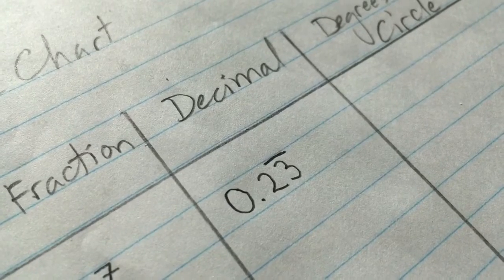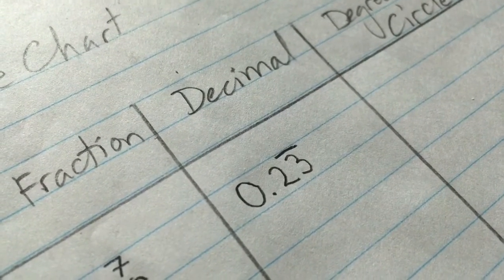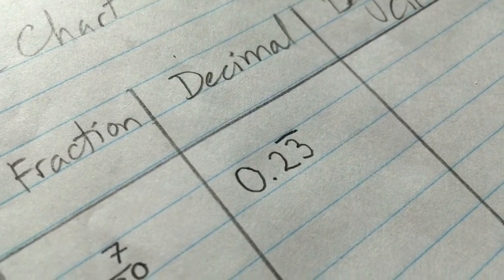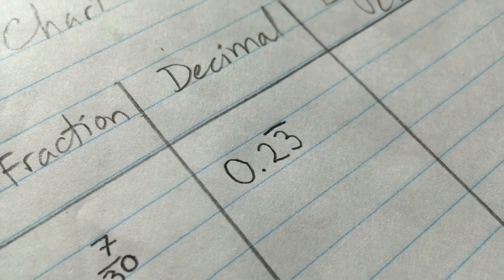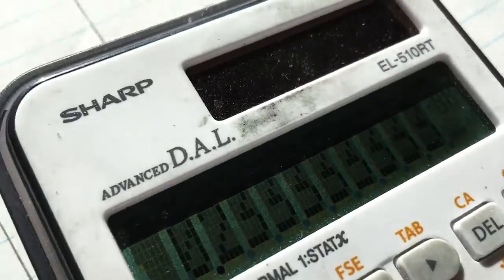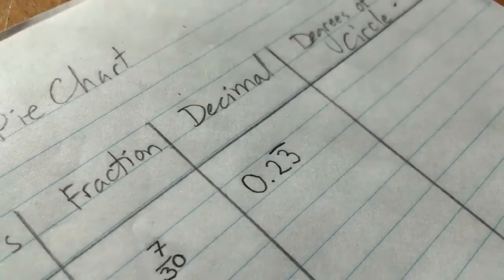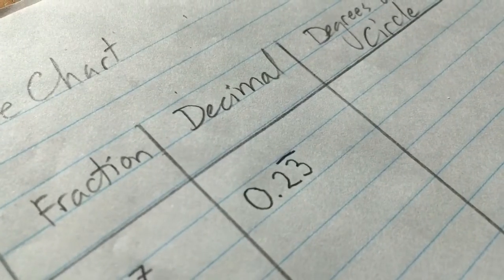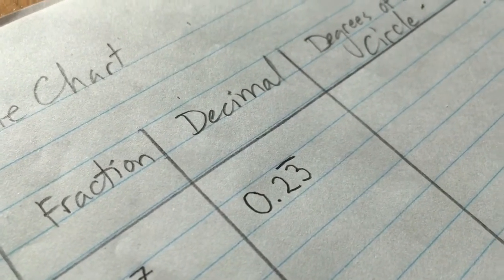So if you write a little line over top of a number, that means only that one number is repeating. If you put a line over the 2 and the 3, that means it's 0.23232323. But in this case, the calculator says 0.2333333, so only the 3 is repeating. Okay, now here comes the tricky part.